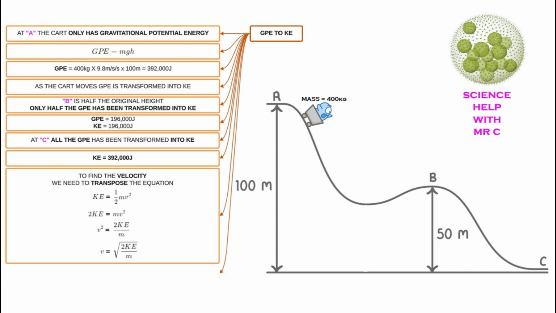So it's 2KE equals mv squared. Then we need to move the mass, so it becomes v squared is 2KE on m. And now we need to get rid of the squaring, so v equals the square root of 2KE on m. And if we work through this equation, we find that v is 44 meters per second.